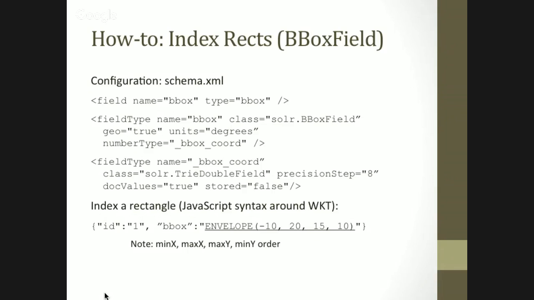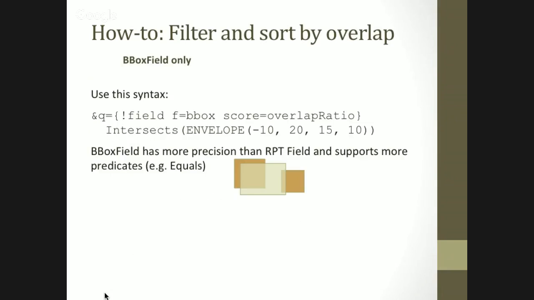And you can be very, very precise on some of the predicates. You can do equals, I think. I think that's the only one that does that. Yeah, and that's an example of sorting by overlap ratio. It's a little obtuse, the syntax, but it works.